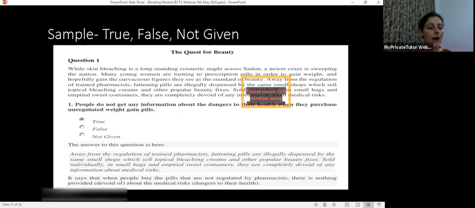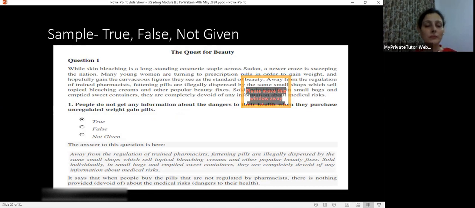So there is a drawback also, because pharmacies have to sell these pills, but they don't tell the customer what is right and what is wrong, and the labeling is not there. So the information is true, and we are going to mark true over here.